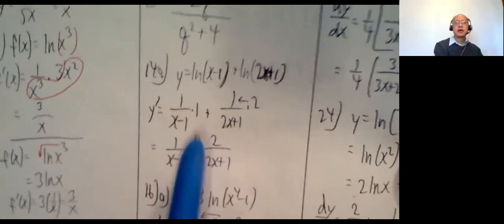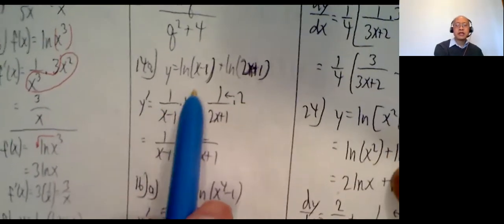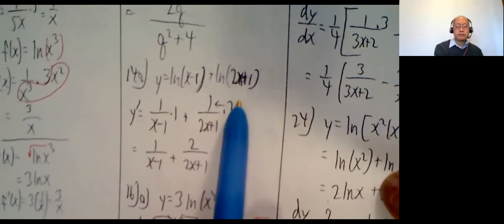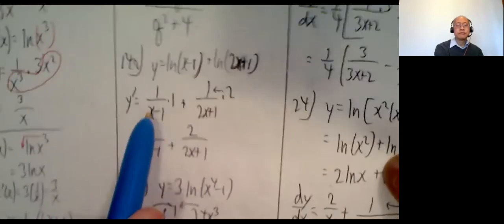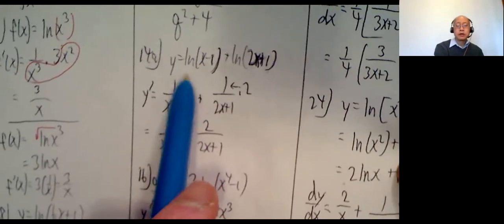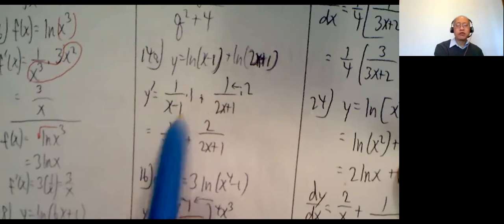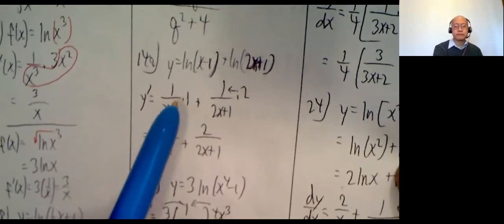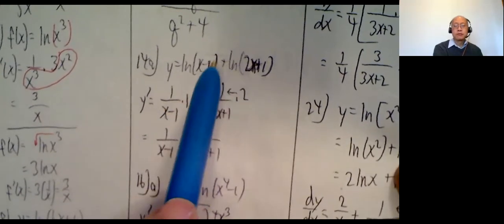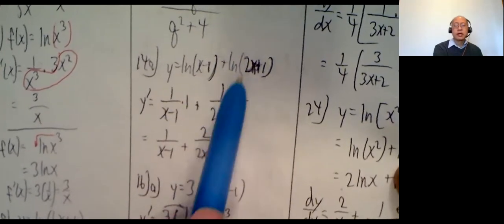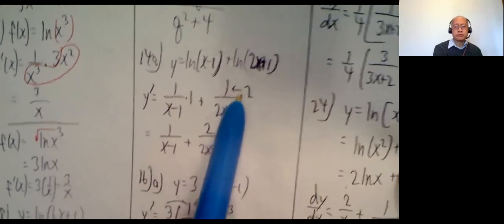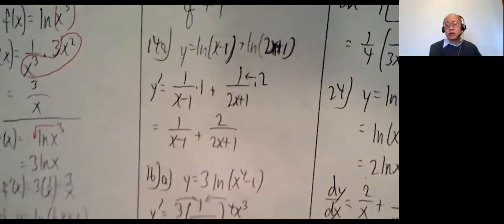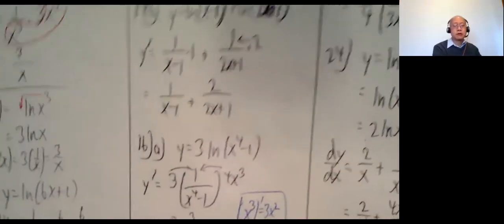Okay, so 14A, ln(x minus 1) plus ln(2x plus 1). That is way better than B, so don't even do B. All right, so y prime, 1 over x minus 1 times the derivative of x minus 1, but that's just 1, which means you don't even have to write it if you don't want to. Plus 1 over 2x plus 1 times the derivative of 2x plus 1, which is 2. And 1 times 2 is 2. So final answer, 1 over x minus 1 plus 2 over 2x plus 1.